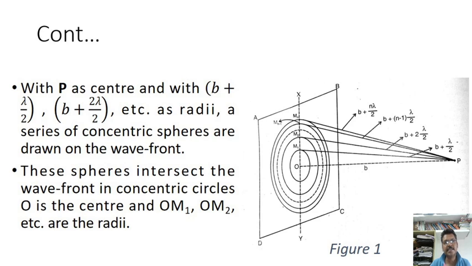With P as a center, we draw spheres of radii b plus lambda by 2, b plus 2 lambda by 2, and so on, meeting the wavefront at M1, M2, M3. Like that, up to b plus (n minus 1) lambda by 2 and b plus n lambda by 2, we get a series of concentric spheres drawn from the wavefront.